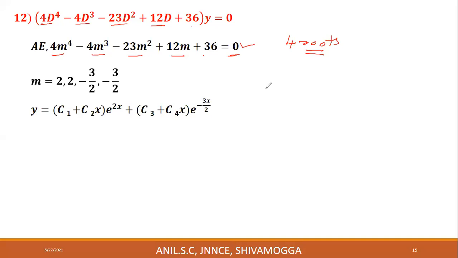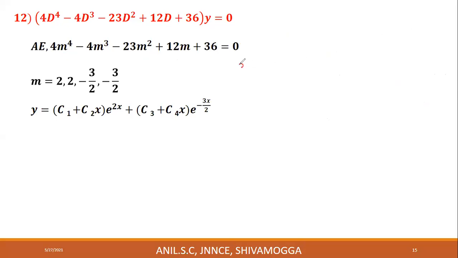First, verify m is equal to 1. You always start with m is equal to 1. When m is equal to 1, 4 into 1 power 4 is 4, minus 4 into 1 cube is 4, minus 23 plus 12 plus 36 equal to 0. Clearly, this left hand side is not equal to 0. We do not get 0 is equal to 0. Therefore, this cannot be a root.